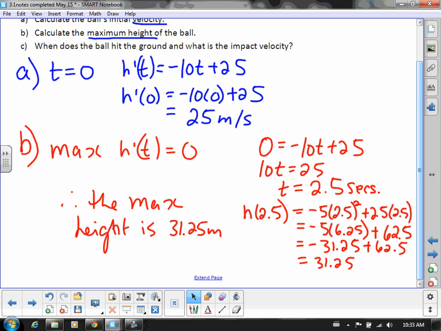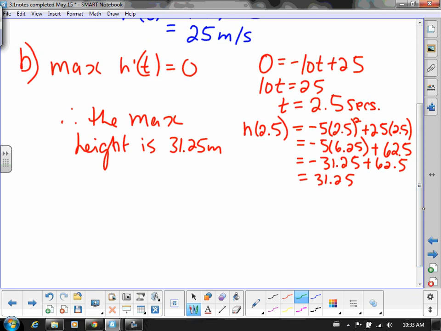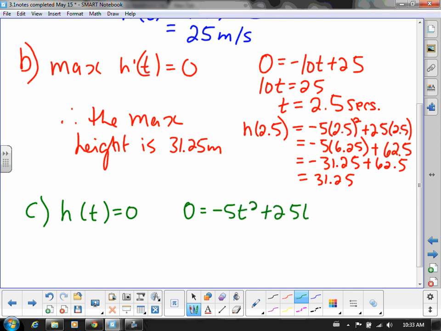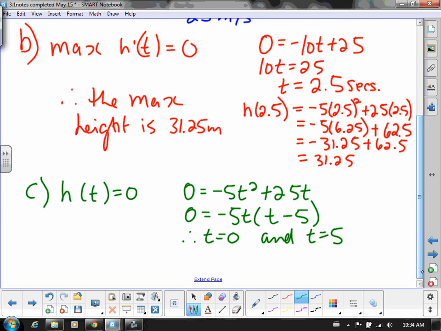In C, it wants to know when the ball hits the ground and what is the impact velocity. Okay, so when does it hit the ground? Balls hit the ground when the height is 0. So you're being asked to figure out the zeros of the original function. So we have 0 equals negative 5t squared plus 25t. So when I factor this, I'm going to be left with, so therefore, the ball is on the ground at t equals 0, which makes sense. And t equals 5. So it hits the ground at 5 seconds.